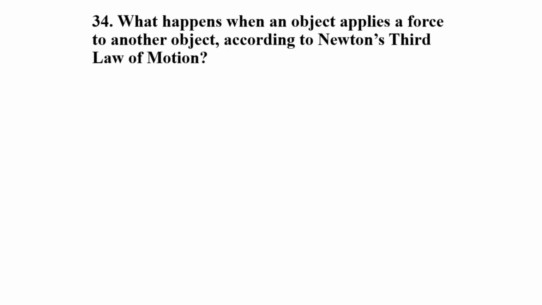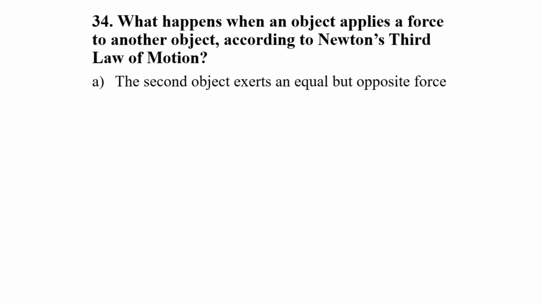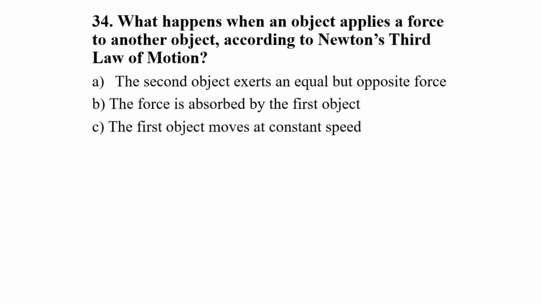Question number 34. What happens when an object applies a force to another object according to Newton's third law of motion? A. The second object exerts an equal but opposite force. B. The force is absorbed by the first object. C. The first object moves at constant speed. D. The force is amplified.